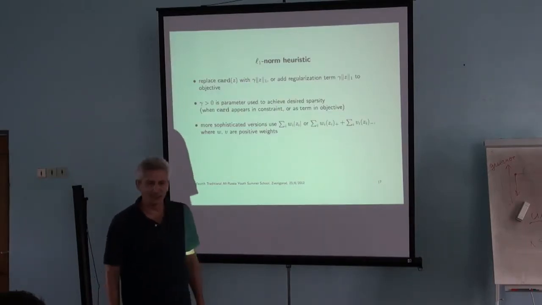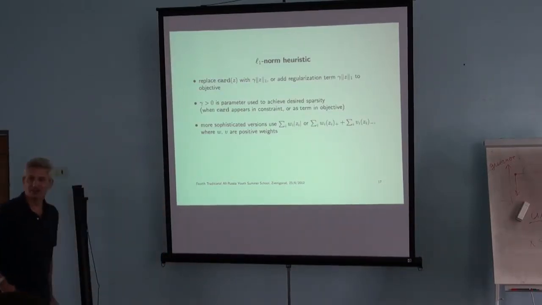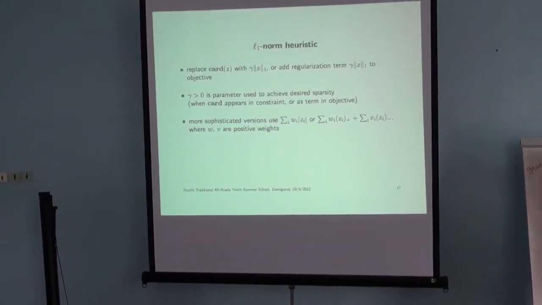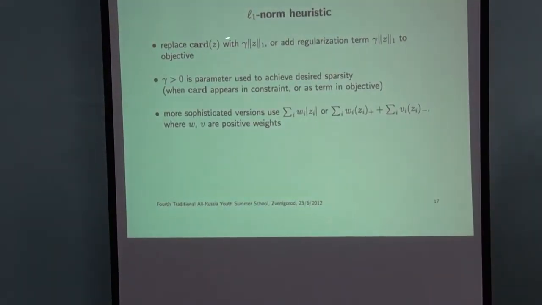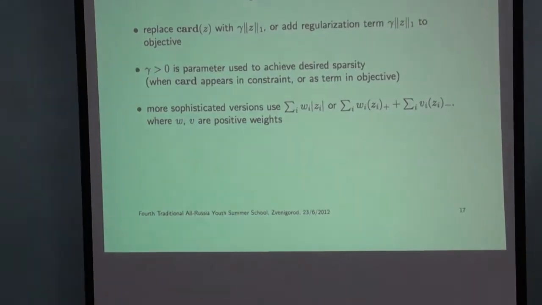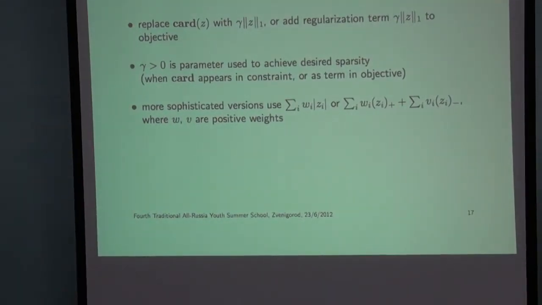Okay, so here it is. Here's the method. It's very, very simple. It's this. You take the cardinality and you replace it with a multiple of the one norm. That's it. Or you add a regularization term of one norm to the objective. That's it. And you have a parameter lambda, or gamma, which is used to achieve the desired sparsity. That's it, right?